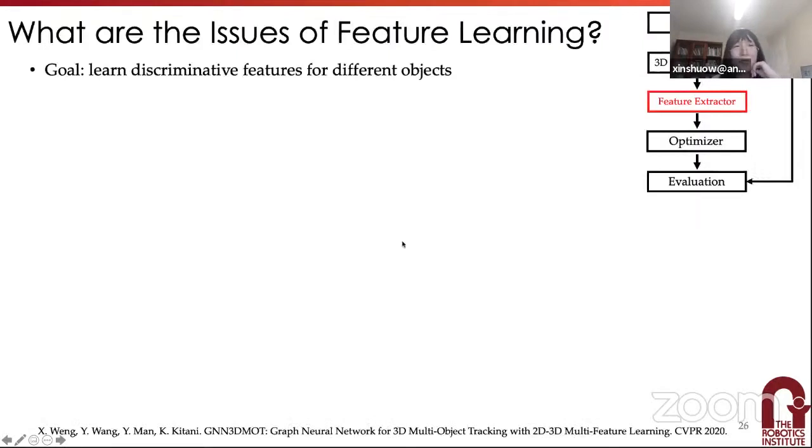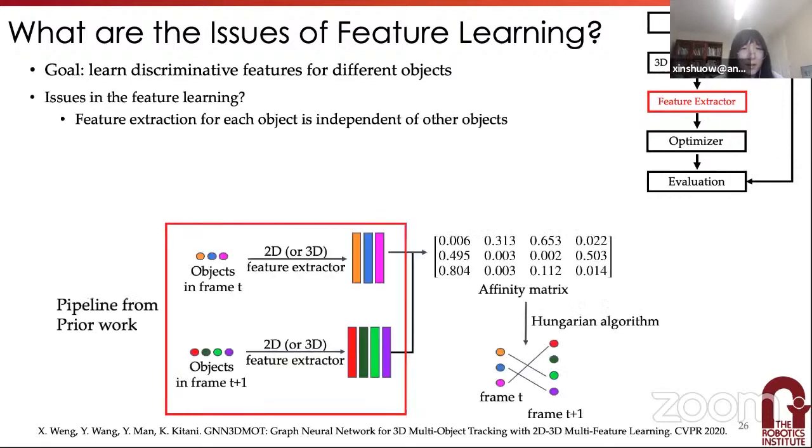So first, let's review the goal of the feature learning. We want to learn discriminative features for different objects, which could be useful for the optimizer to output accurate trajectories. So we found two observations in the feature learning of the current method. The first, we observed that feature extraction is independent of different objects.